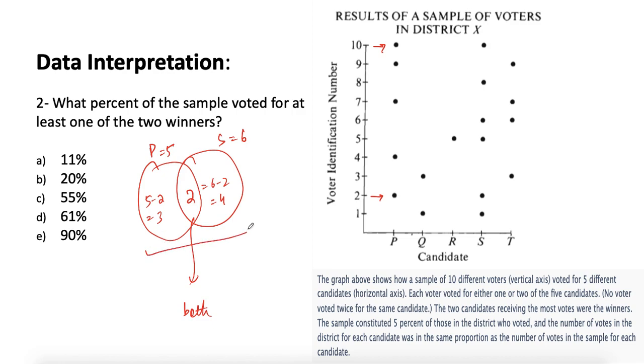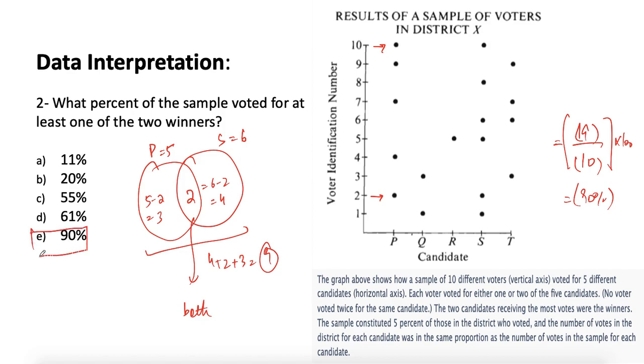So the question asks what percent of the sample voted for at least one of the 2. If we add these, 4 plus 2 plus 3, that is equal to 9. So out of 10, 9 voted for at least one of the 2 winners. So the total is 10, 9 voted for at least one of the 2, and taking the percentage, that is equal to 90%. That's why the answer is option E.